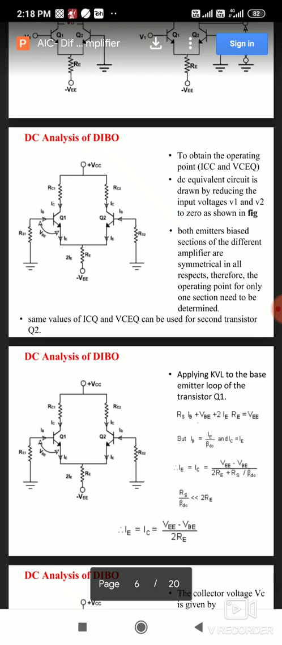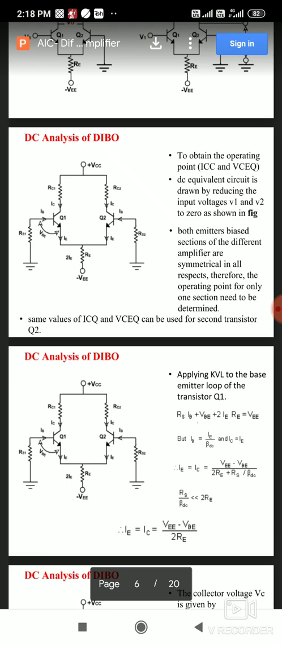Collector to emitter voltage, that is the VCE. So these are the two important outputs. If you are drawing the output characteristics of the transistor in the amplifier, then on the x axis there will be the collector current IC, and on the y axis the voltage. Or you can draw it the other way around: on the x axis the voltage and on the y axis the collector current IC. Now if you draw that graph, you will get some characteristics.